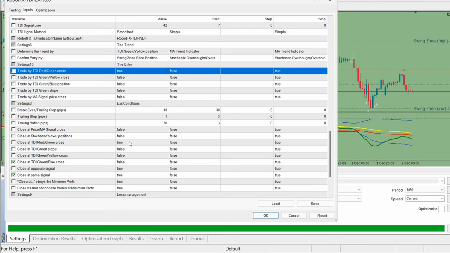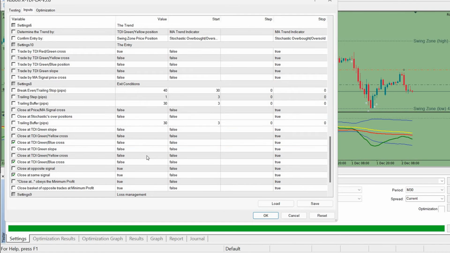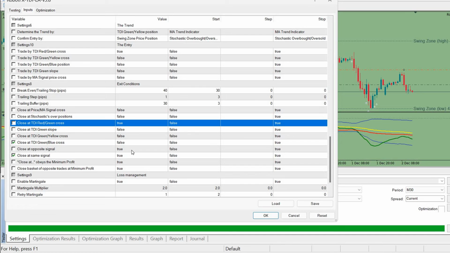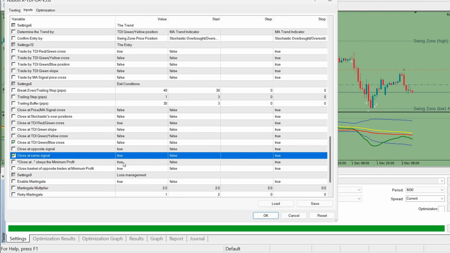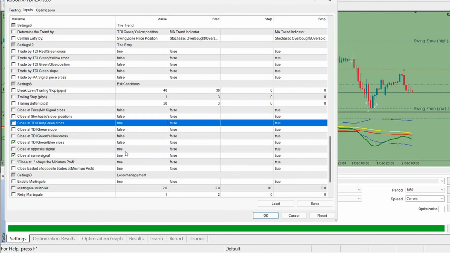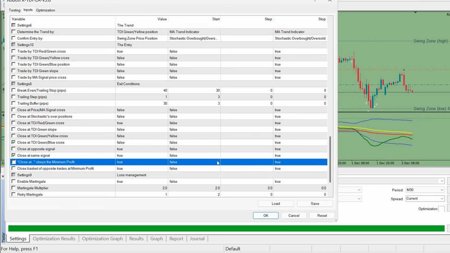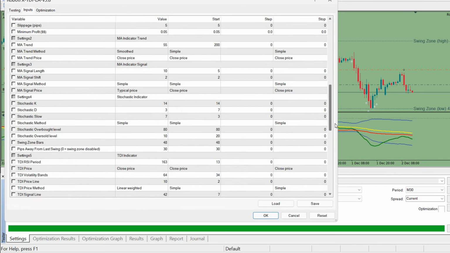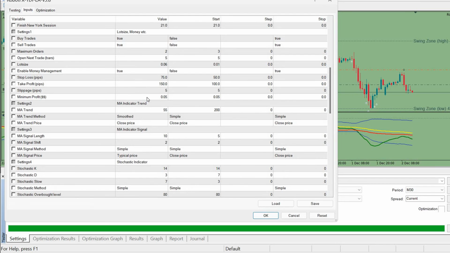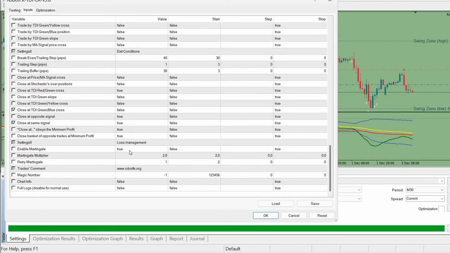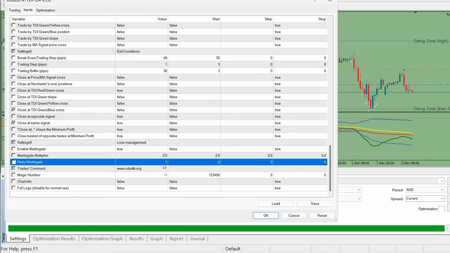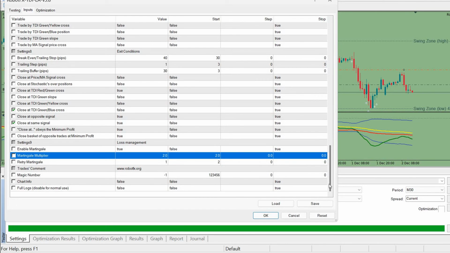And this is the red-green cross, and I'll also use it as an exit, along with the close trades at the opposite signal as an exit signal, and close at the same signal. And do mind that all these close-at options have to obey the minimum profit, which means the expert advisor will close the trades only if their profit, or profits, depending on how many there are, will be at least $0.05. And this is it. I will martingale, but only one time, by doubling the lot size if one trade is lost. Let's see what the expert advisor does.